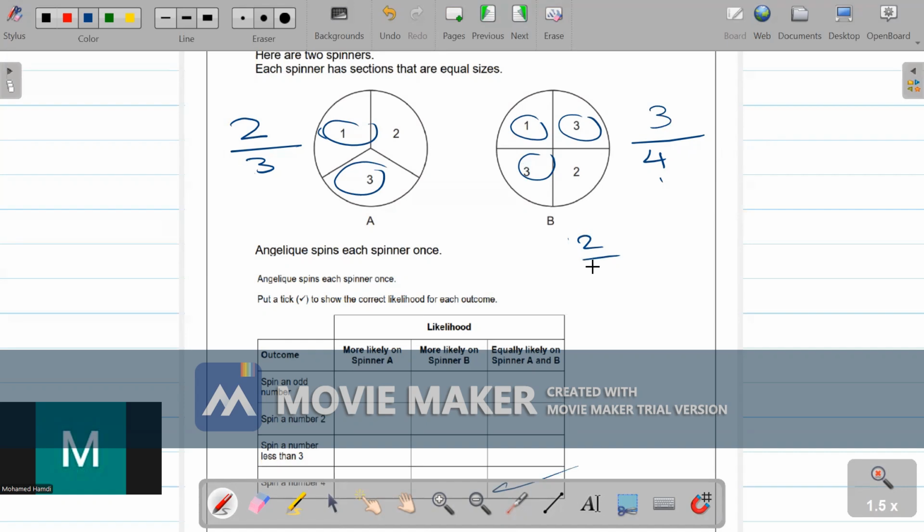We need to compare the two fractions, 2 over 3 or 3 over 4. You can do this using scissors (cross-multiplying) or by converting both of them into twelfths. Multiply by 4 up and down here, and multiply by 3 up and down here. It will be 8 over 12, and this one will be 9 over 12. Which one has a better chance? So you will find that the probability on spinner B is bigger than the probability on spinner A.